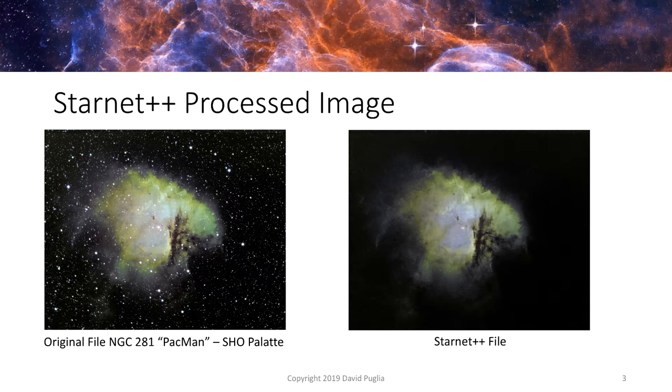So here's an example of what we're going to use today, Starnet. Here's the process image on the right hand side. Left hand side is the original. It's the NGC 281 Pac-Man, and it's in the Hubble palette, the sulfur hydrogen oxygen palette. As you can see, you're running it through Starnet. What the program does is it completely eliminates all the stars. And I'll get to how we would use that in a process.